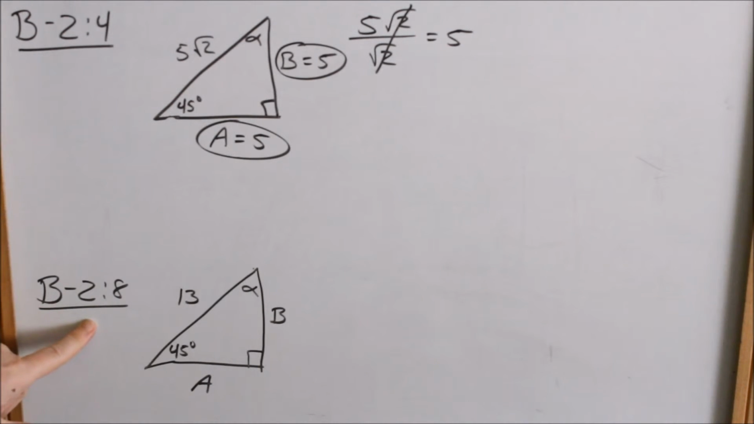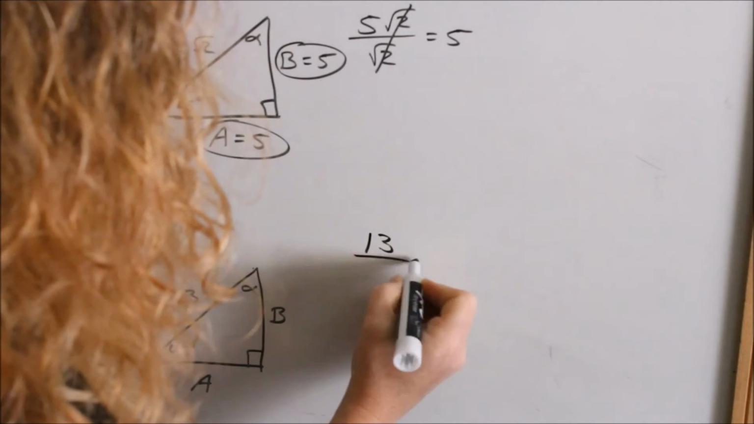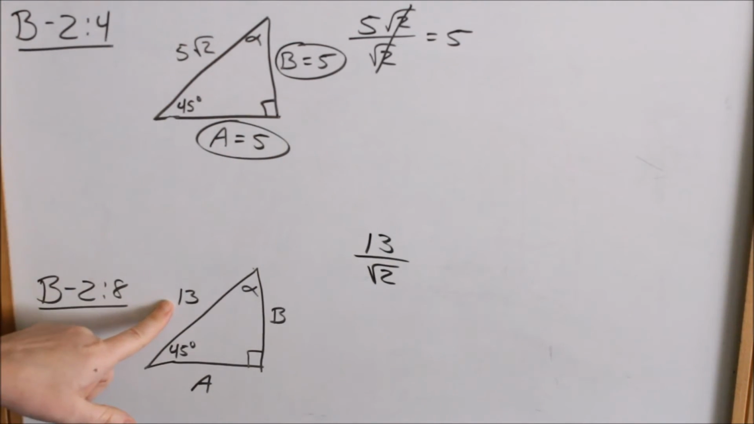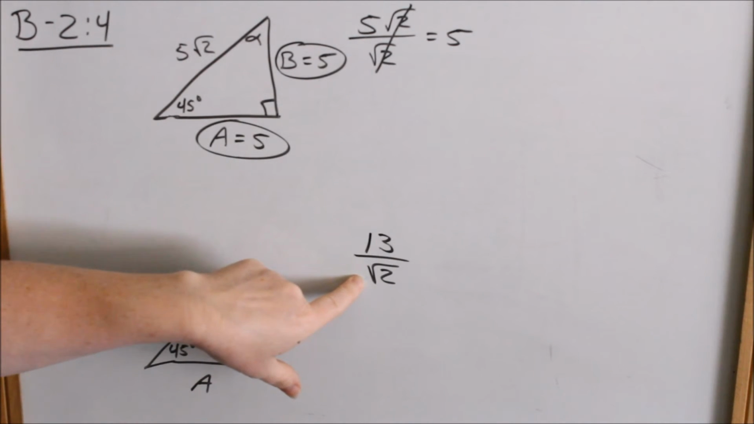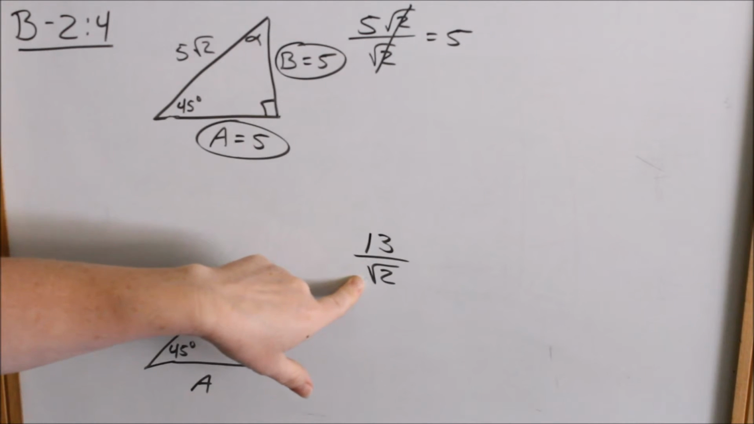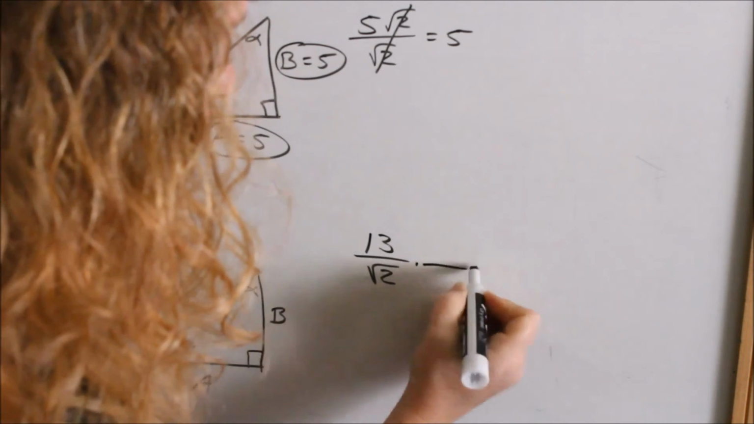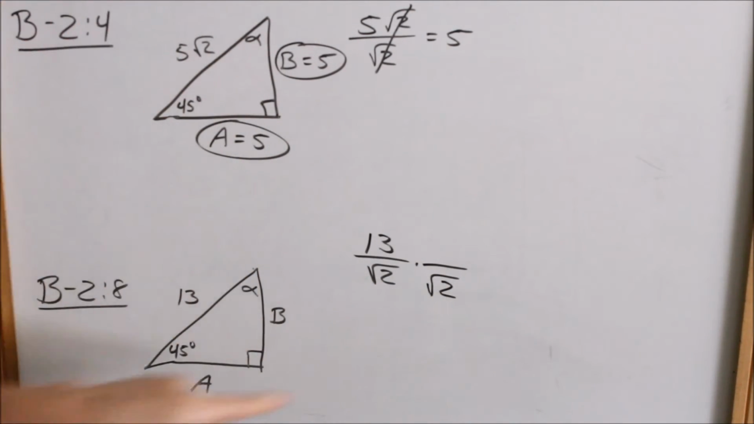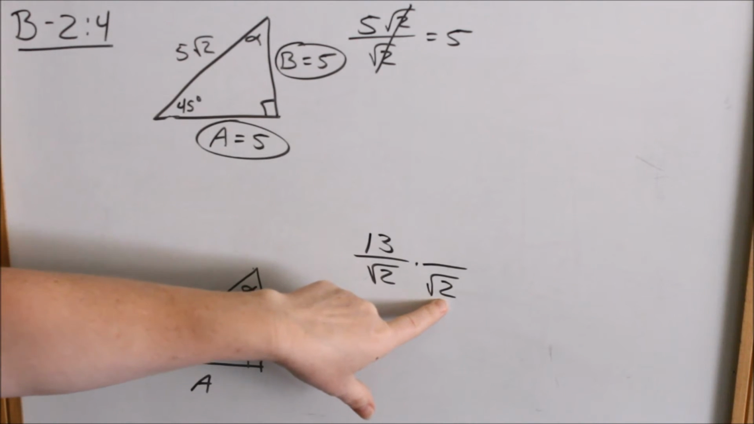Okay, let's look at, still on B2, problem 8. We're given the hypotenuse. Anytime you're given the hypotenuse, take the hypotenuse and divide by square root of 2 to get your leg. There's nothing to cancel here, but we can simplify. You cannot leave a radical in the denominator. Somewhere along the line, someone said that's a bad thing, and so you have to get rid of the radical in the denominator. How do you do that? You multiply it by itself. Whatever this is, multiply square root of 2 by itself to get rid of the radical.